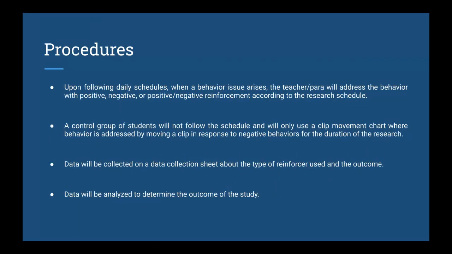Procedures. When a behavior issue arises upon following daily schedules, the teacher or para will address the behavior with positive or negative or both positive and negative reinforcement according to the research schedule. A control group of students will not follow the schedule and will only use a clip movement chart where behavior is addressed by moving a clip in response to negative behaviors for the duration of the research. Data will be collected on a data collection sheet about the type of reinforcer used and the outcome. Data will be analyzed to determine the outcome of the study.